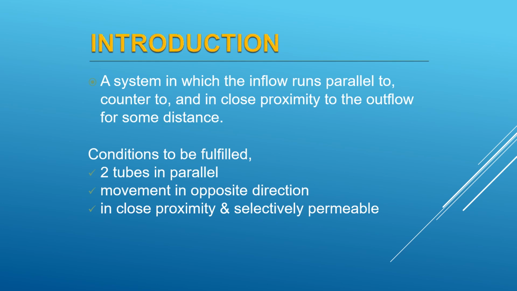So the conditions to be fulfilled are two tubes in parallel, and then the movement in opposite direction, in close proximity. So the same thing: parallel to, and counter or opposite direction, and close proximity, and the membrane should be selectively permeable.